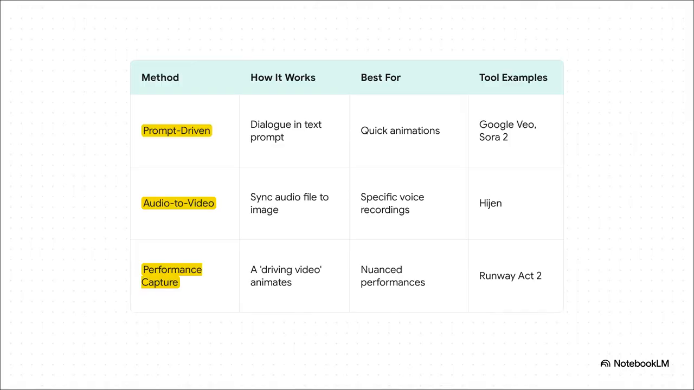Basically, there are three main ways to do this. First is prompt-driven, where you just type the dialogue right into your prompt. It's fast, but you don't get a lot of control. Second is audio to video, where a tool like Hygen animates a still image from an audio file you provide. And third, you've got performance capture, where a driving video of a real person animates your character. That one gives you the most nuance and real emotional expression.